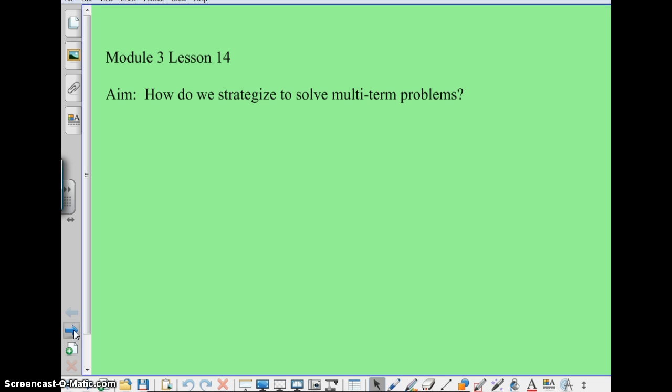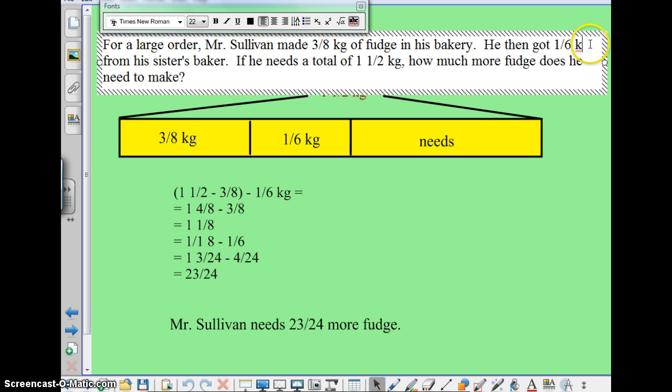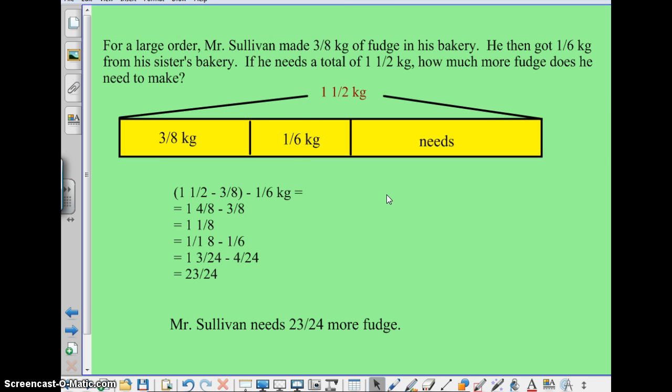Okay, we're going to start off with a little bit of review about tape diagramming and parts and wholes. Let's go through that kind of quickly. So here's our problem. For a large order, Mr. Sullivan made 3/8 of a kilogram of fudge in his bakery. He then got 1/6 of a kilogram from his sister's bakery. Whoa, typos all over the place. If he needs a total of 1.5 kilograms, how much more fudge does he need to make? So this is where we're missing a part and we know the whole.